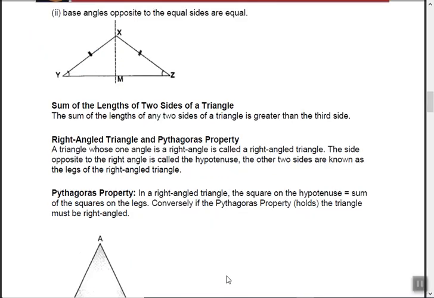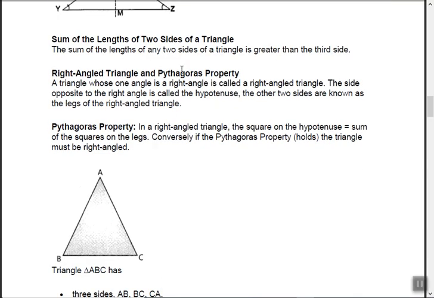Okay. Next, sum of length of 2 sides of a triangle. The sum of length of any 2 sides of a triangle is always greater than the third side. Remember this. Means what? XY plus XZ will always be greater than YZ, or XY plus YZ will always be greater than XZ. Basic, remember this.